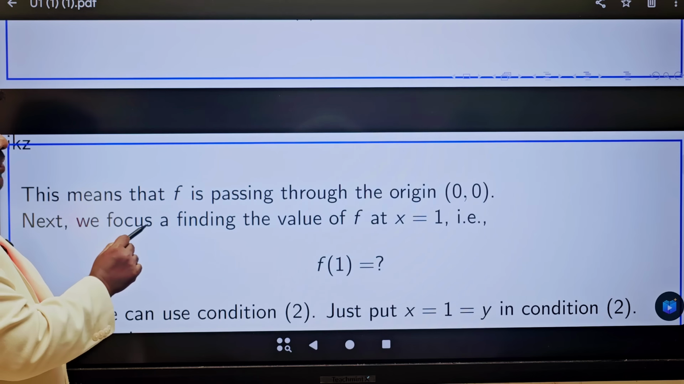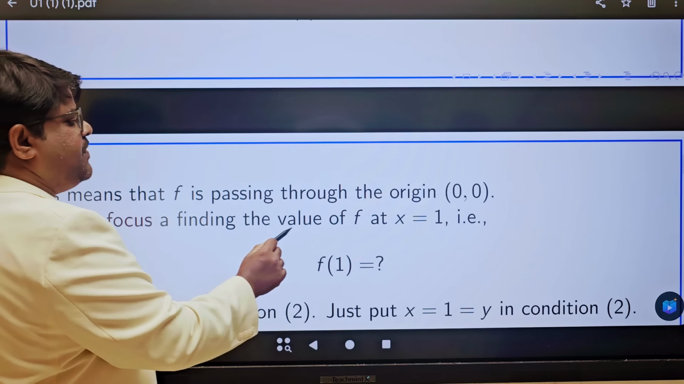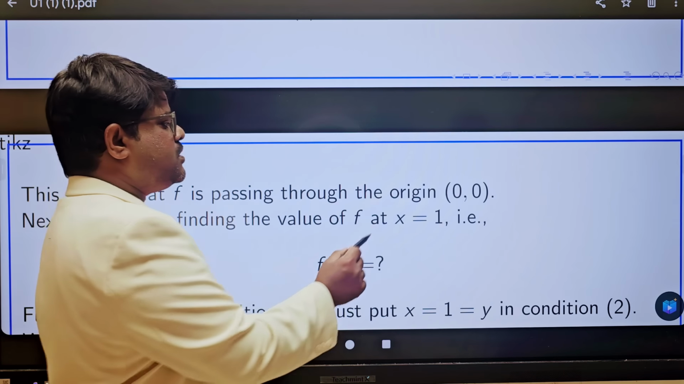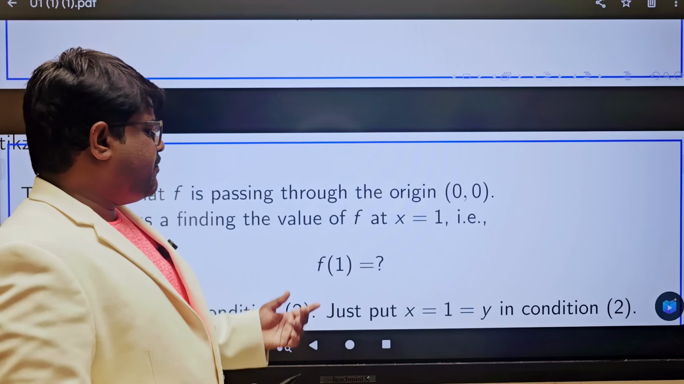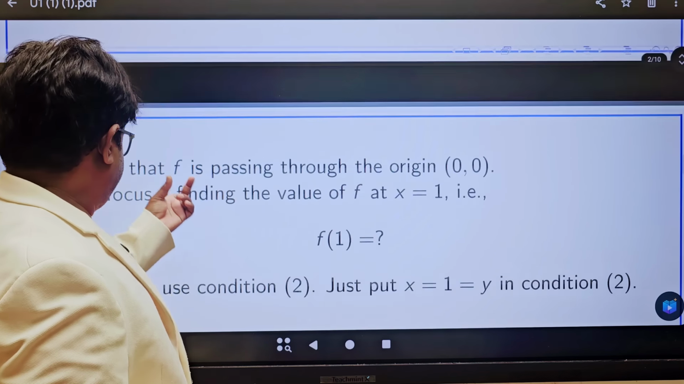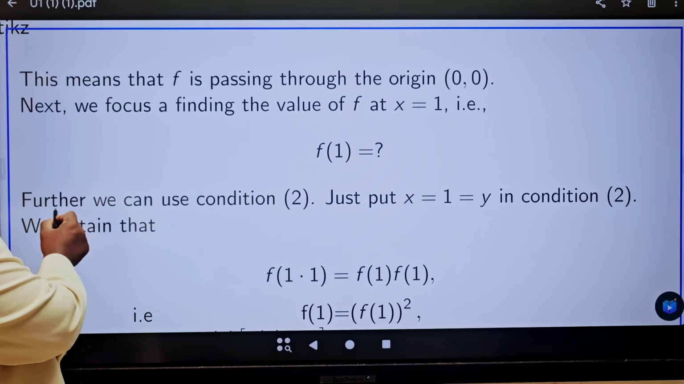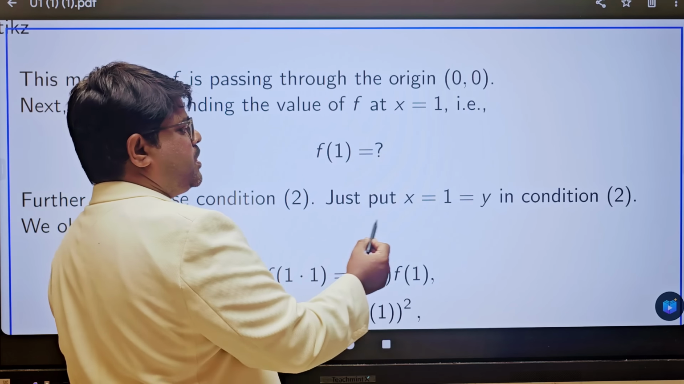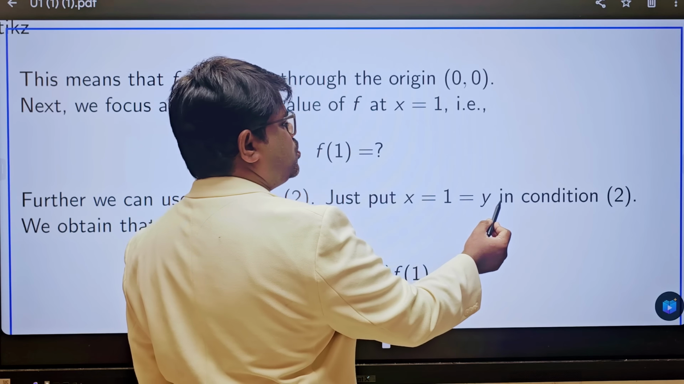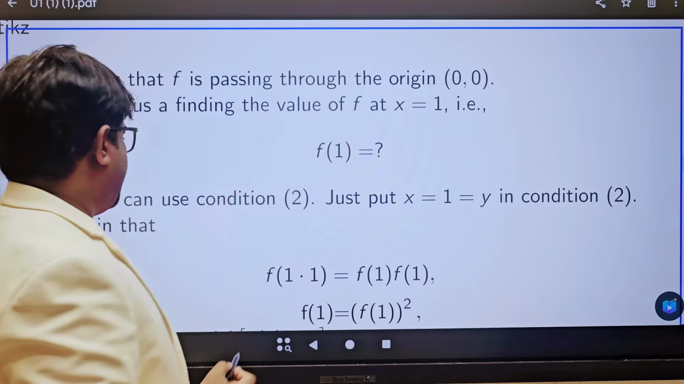Next, we focus on finding the value of f at x equals 1. That is, what is the value of the function at x equals 1? f of 1 equals question mark. Now, further, we can use condition 2. Just put x equals 1 and y equals 1 in condition 2.